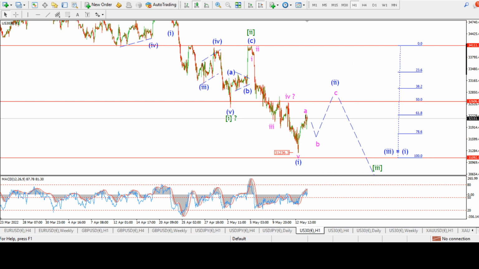And that's, let's say, the outlook over the next week or so. So I'd say if this count is correct, by the end of next week, we should be beginning our trek lower down into part of a third decline.